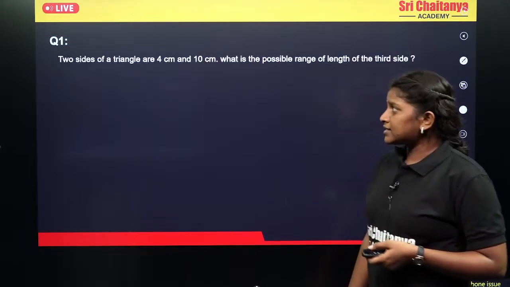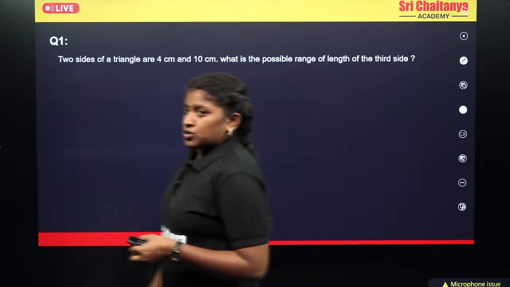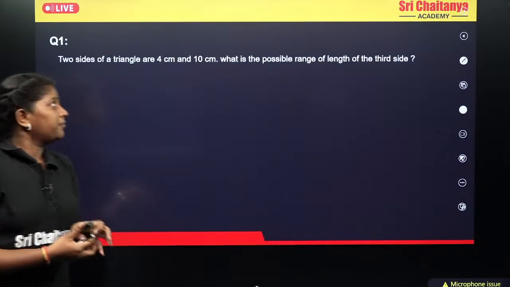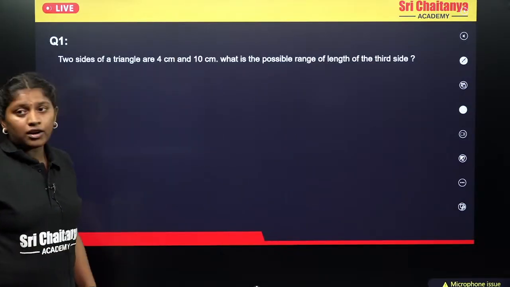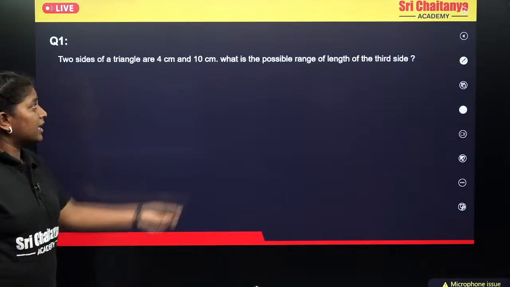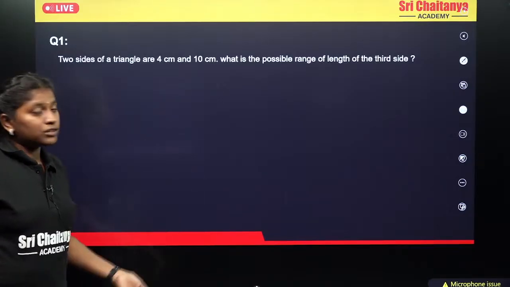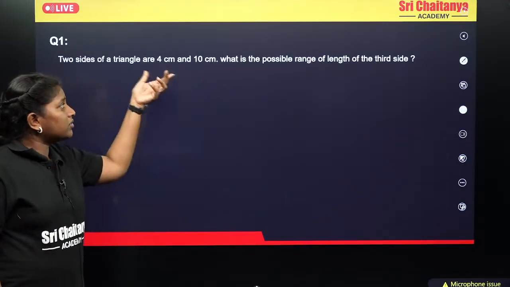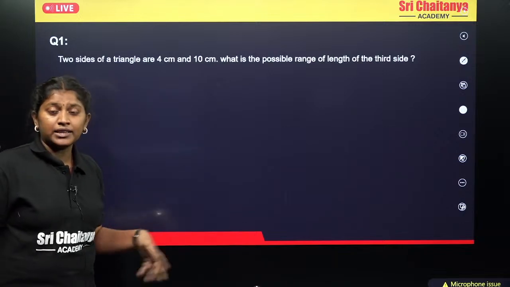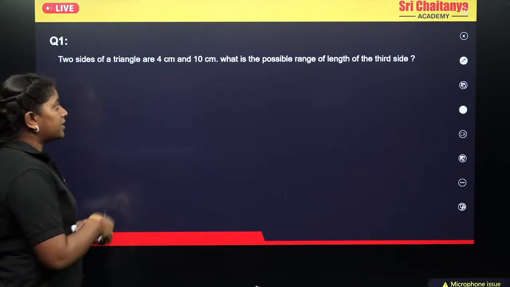Now moving on, let's solve a question. The first one: two sides of a triangle are 4 centimeters and 10 centimeters. What is the possible range of the length of the third side? They have already given two of the sides and they are asking us to find the range of the third side. So how can we find it?